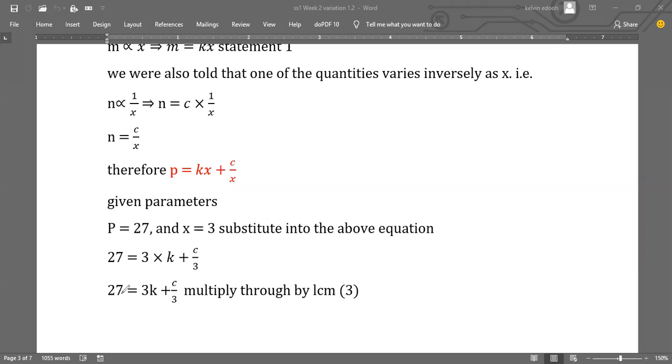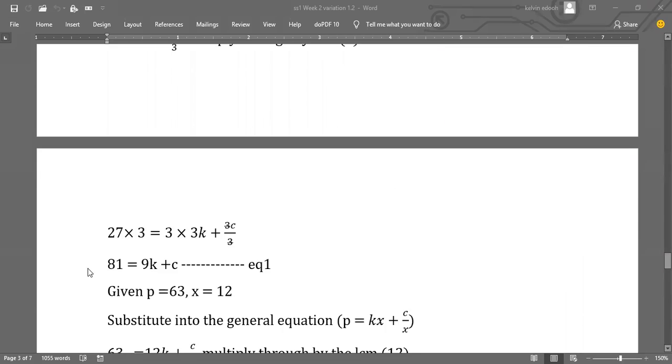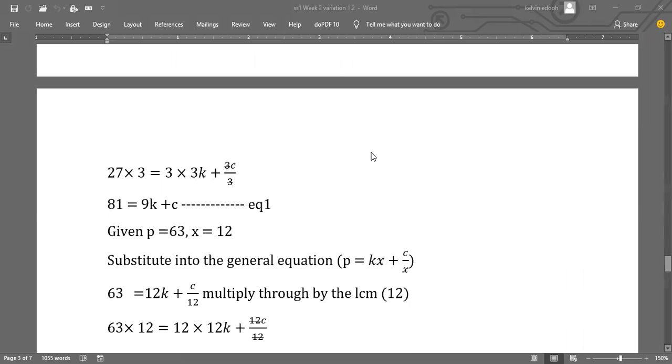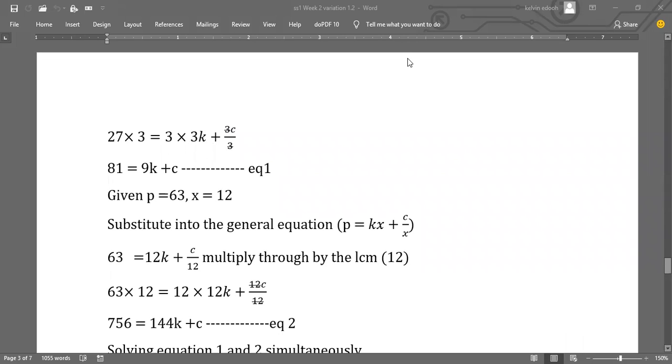If you multiply here by 3, you'll have 27 times 3 plus 3 times 3k plus 3 times c, which is 3c, over 3. The 3 will cancel itself out. So you'll have 27 times 3, which is 81, plus 3 times 3k, that's 9k, plus c. So this is our equation 1.